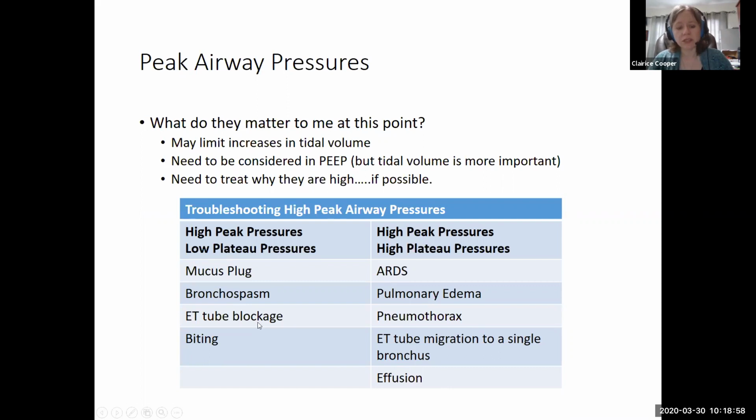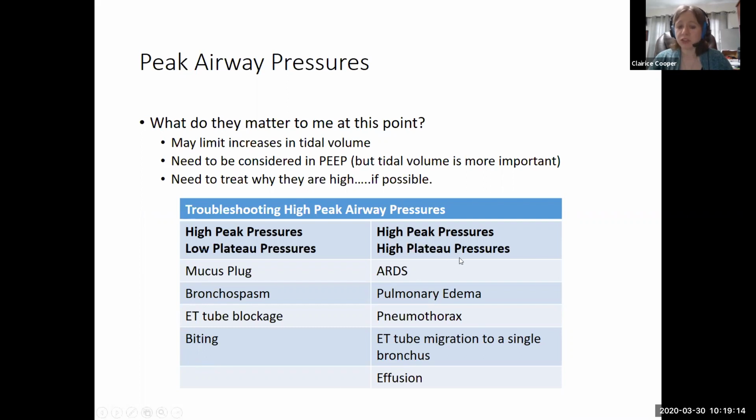So you can see that low plateau pressures but a high peak airway pressure all have to do with something in the upper airway: mucus plug, bronchospasm, ET tube blockage, biting down on the tube.